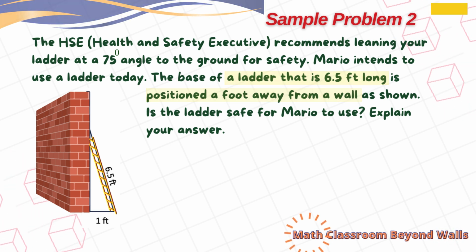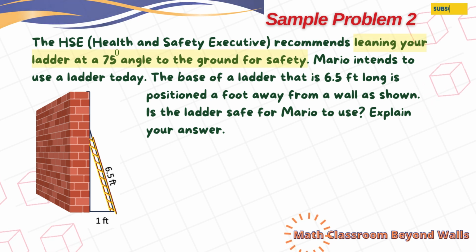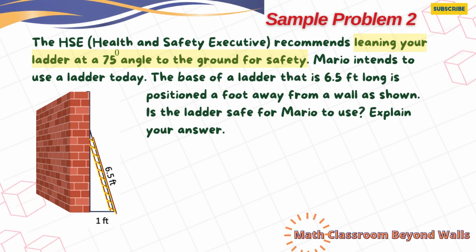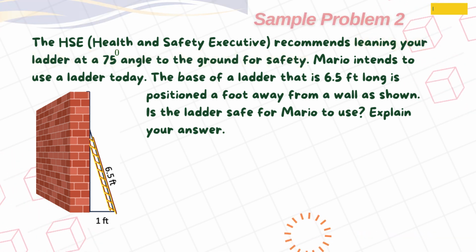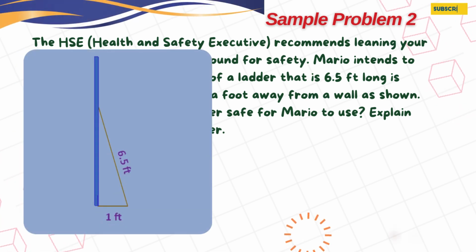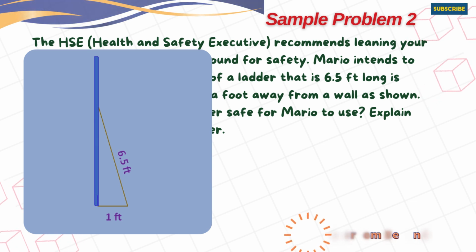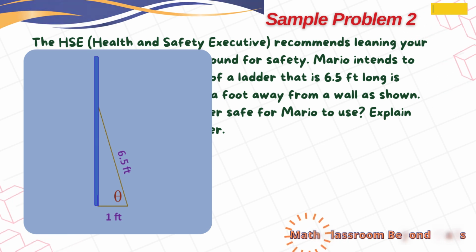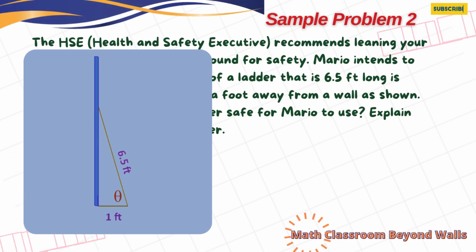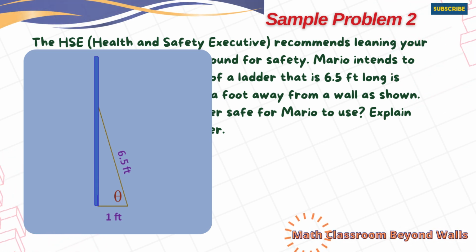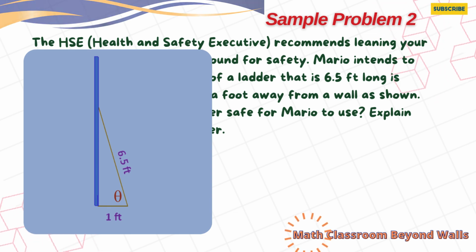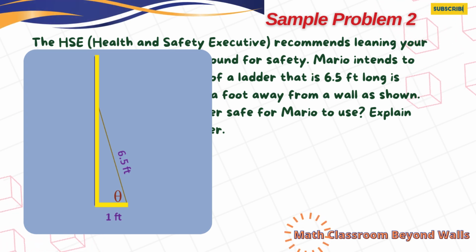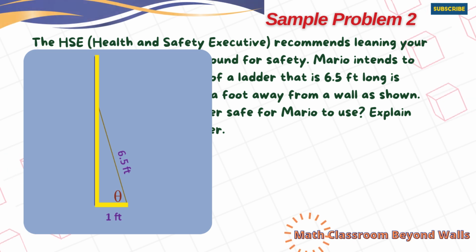As recommended, the angle between a ladder and the ground should be 75 degrees for safety. We will check if that is the case here. We will modify the figure by naming the angle that is created between the ladder and the ground as theta. We will determine the measure of the angle theta so that we will know if the given setup is safe for Mario to use. Now, between the wall and the ground is a right angle. We will put the box on our drawing to remind us this.